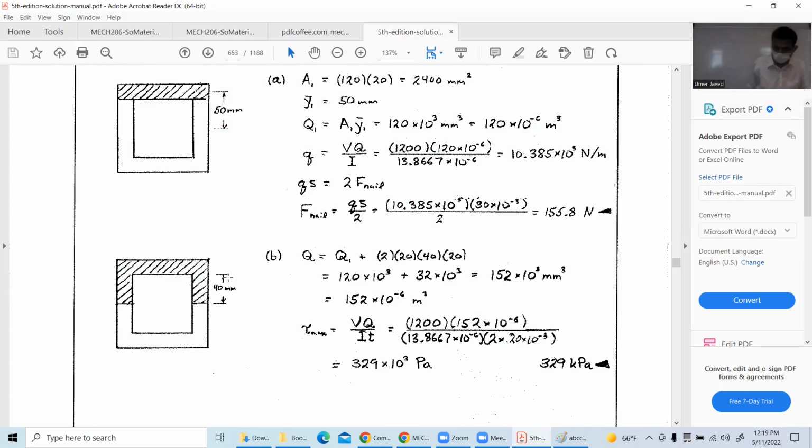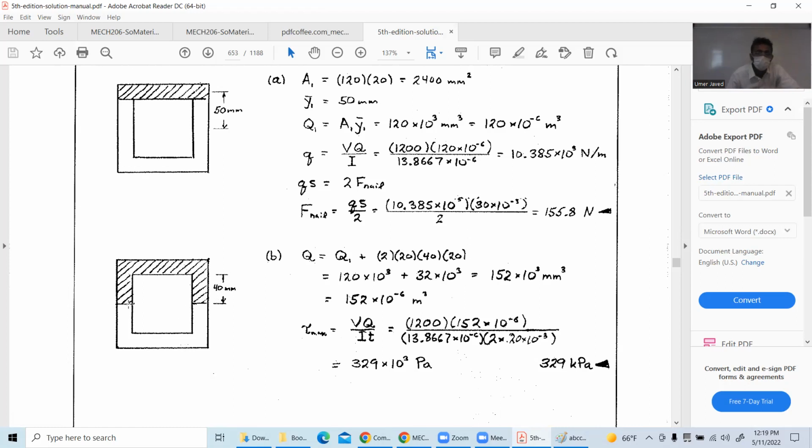No. From the centroid of the part to the neutral axis. No, I will answer. Look, you have to find the maximum shear stress. Where does the maximum shear stress lie? On the neutral axis. Done. Where is your neutral axis? This line. Done.